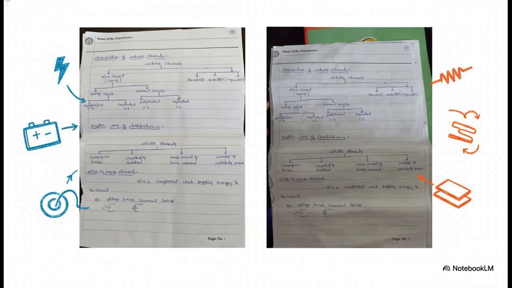First, we have our active elements. These are our voltage and current sources, things like batteries and generators. They're the components that actually supply energy to the circuit. Then we have our passive components, resistors, inductors, and capacitors. These elements don't generate power themselves. Instead, they consume it, dissipate it, or temporarily store the energy that was provided by the active sources.